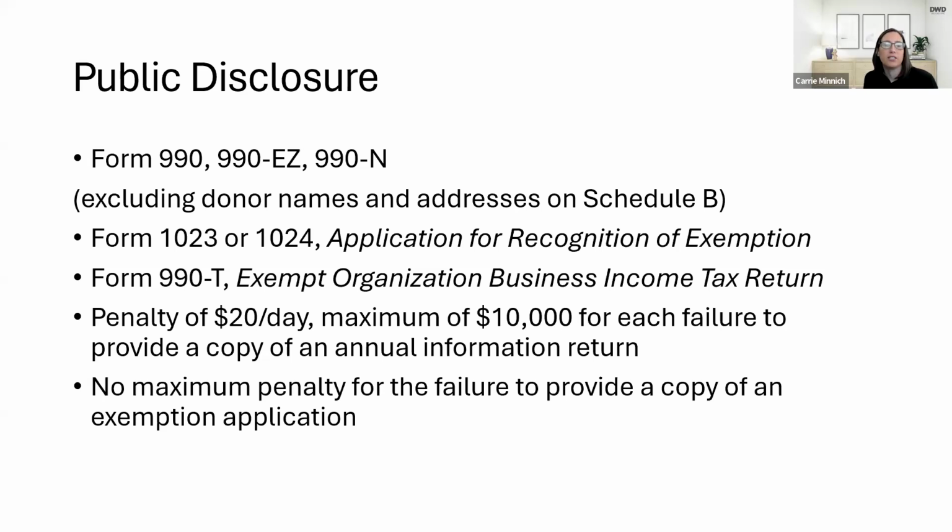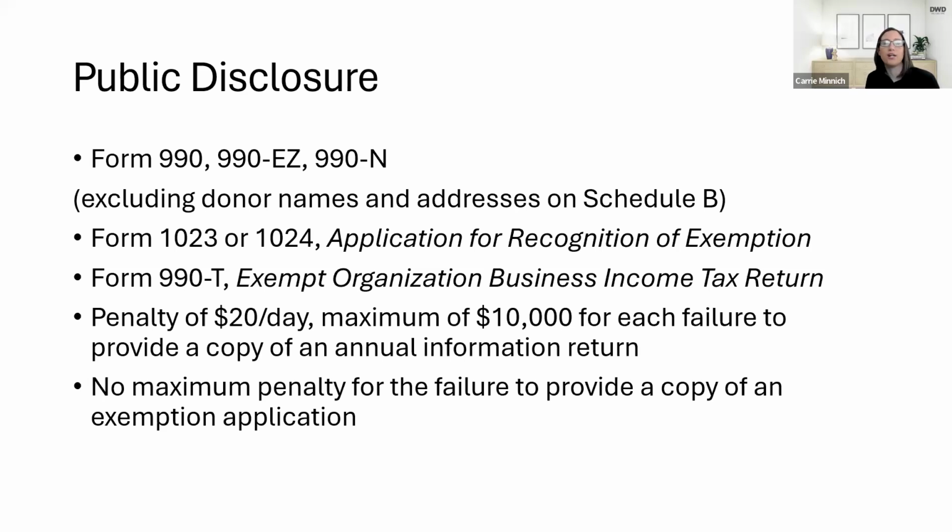The names and addresses on Schedule B are not open to public inspection. So if you are putting a copy of your 990 on your website, please make sure that your Schedule B does not include donor names and addresses. I know when we prepare Form 990s for our clients, we always provide a public disclosure copy for them that redacts those names and addresses.